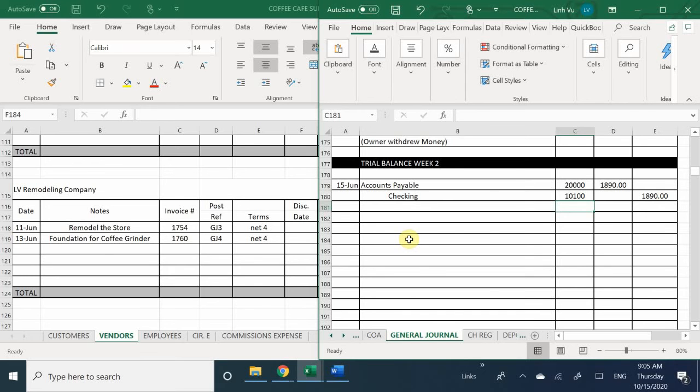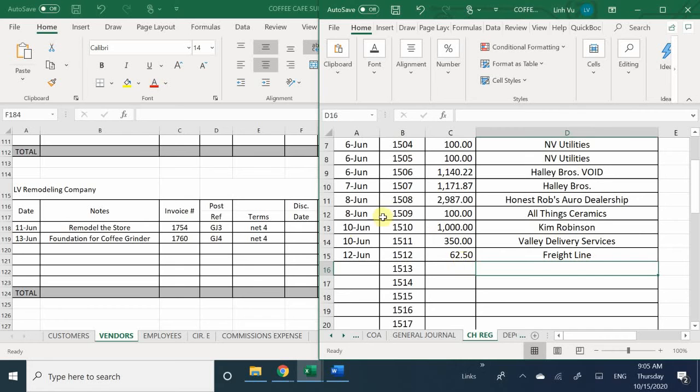And then you're going to go to your check register. We're going to put the date of June 15th. And it's check number 1513. The amount will be $1,890. And it's to Las Vegas Remodeling. Good.